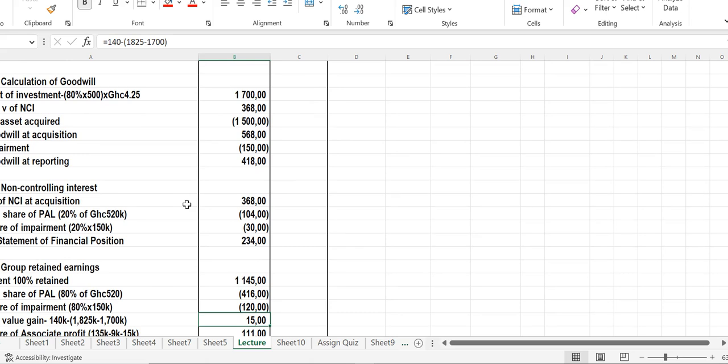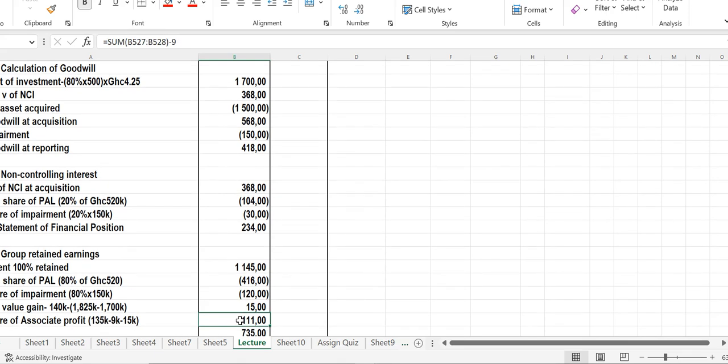So you see, the fair value gain in the financial statement, it is 1825, and 1,007 of that figure is for the cost of investment in the subsidiary, 1,007. And therefore, what is left is what you now fair value, and then there is the fair value gain of 15.